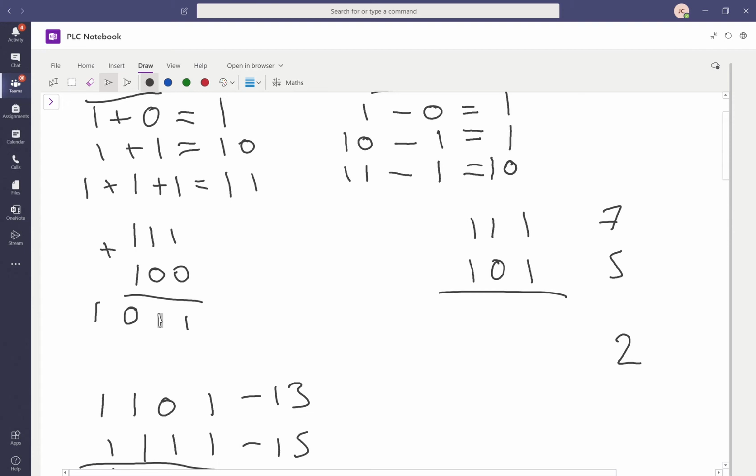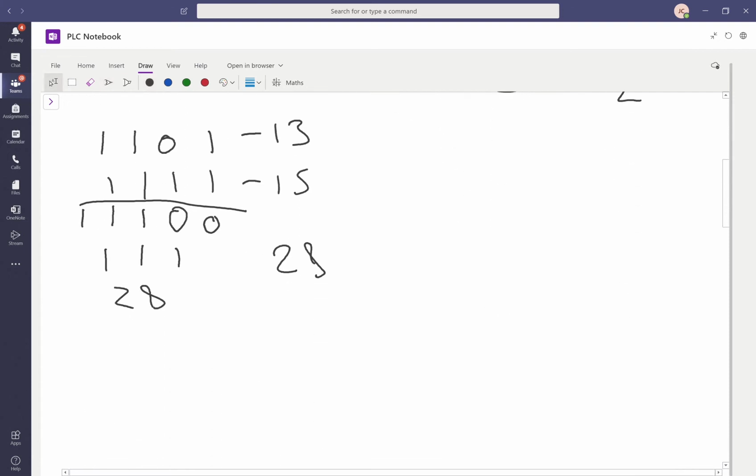So 1 take away 1 is 0, 1 take away 0 is 1, 1 take away 1 is 0. And that is indeed 2. So that was pretty straightforward. So let's do another example.